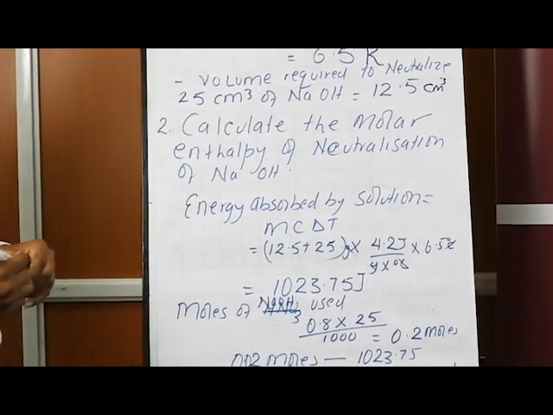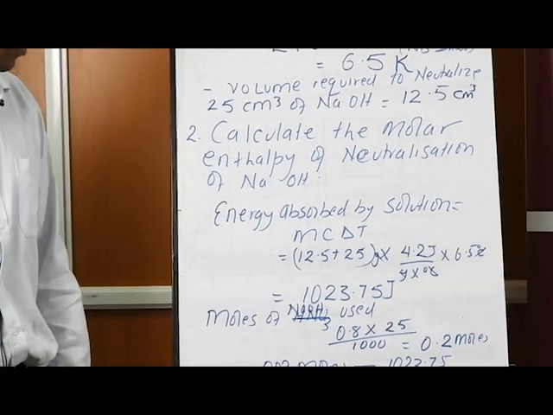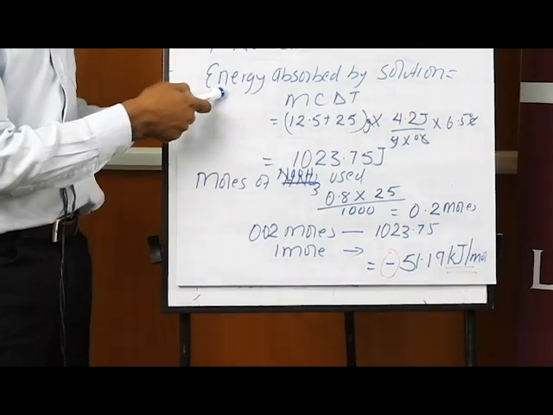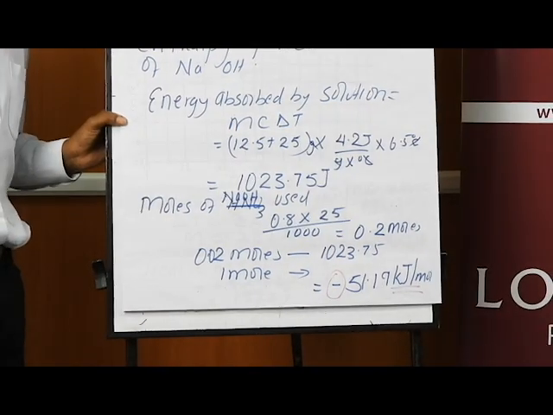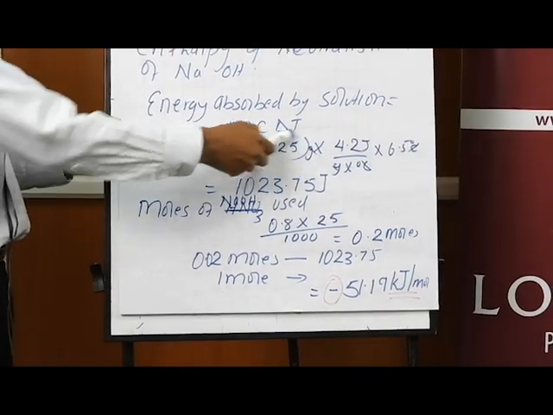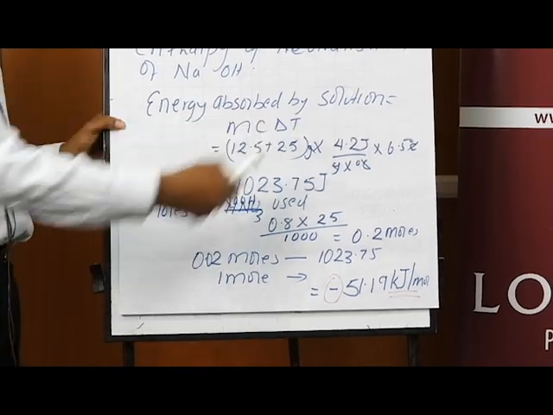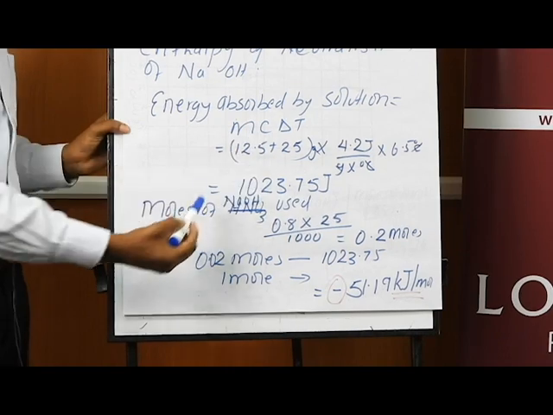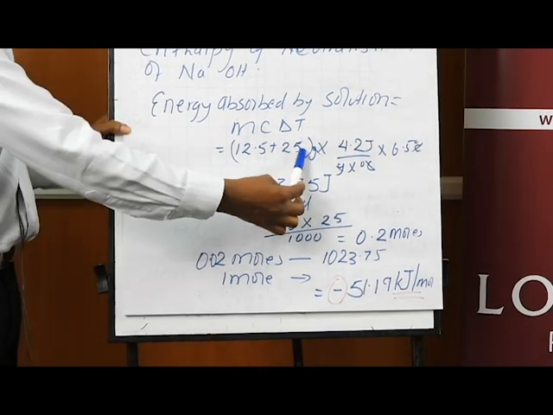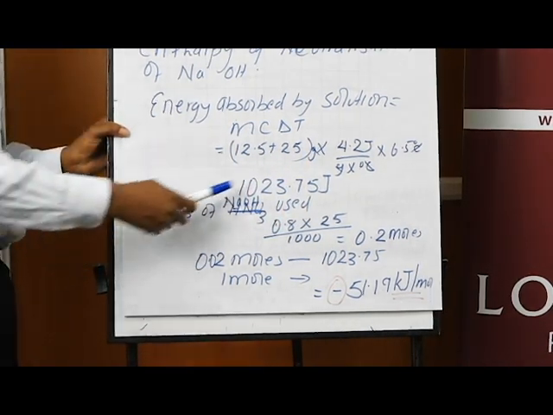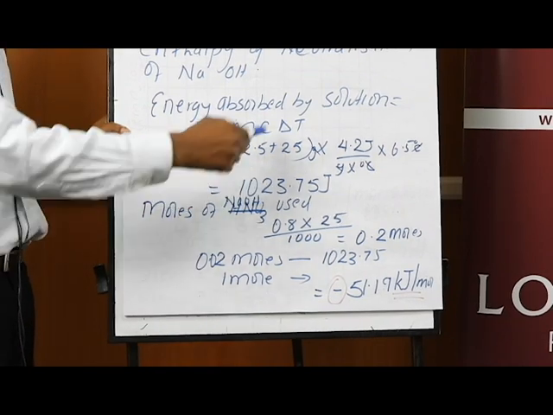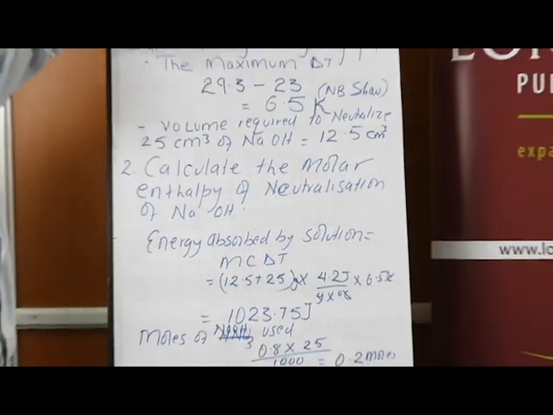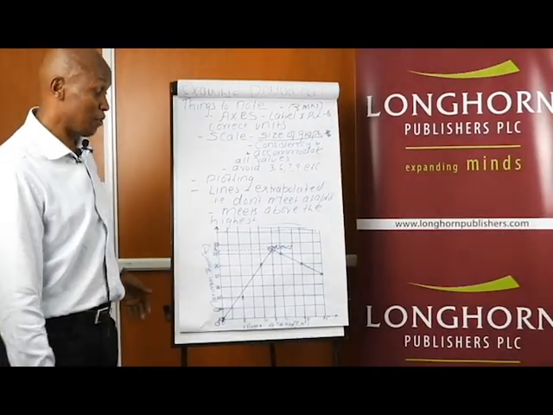So calculate the molar enthalpy of neutralization of sodium hydroxide. How do I go about that? Get the amount of heat that is absorbed by the solution using the expression mc delta T. Note that the mass value this time is the total volume at neutralization, the 12.5 plus 25. Definitely, in any one question, you have multiple values.